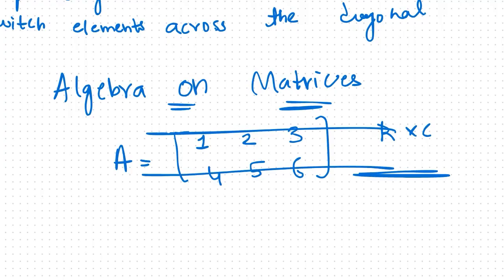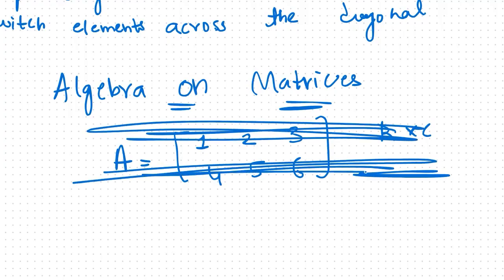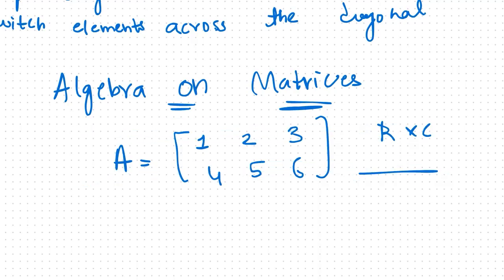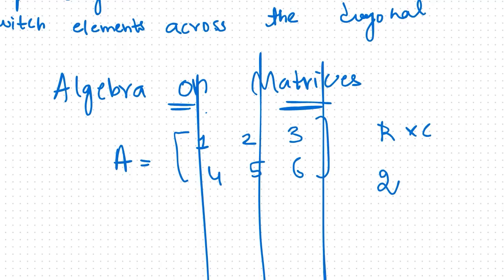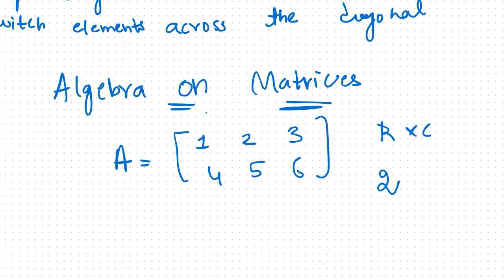Horizontal lines: there are 2. So 2 by 3. Columns means these vertical lines. How many are there? 3. So 2 into 3 is the size. Number of elements is equal to 6. 2 threes are 6.